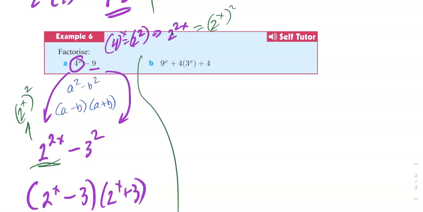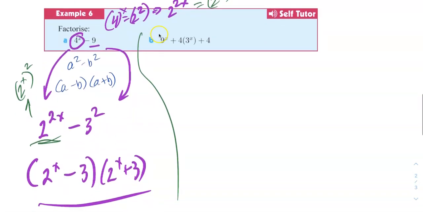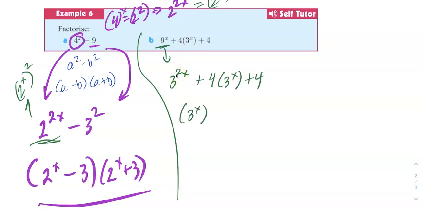And there's that one. The next one: 9 to the x plus 4 times 3 to the x plus 4. So the key here is we want to rewrite this, the same thing we just talked about. I can write that as 3 to the 2x plus 4 times 3 to the x plus 4. And if it helps, you can rewrite this as the same thing as saying 3 to the x squared plus 4 times 3 to the x.